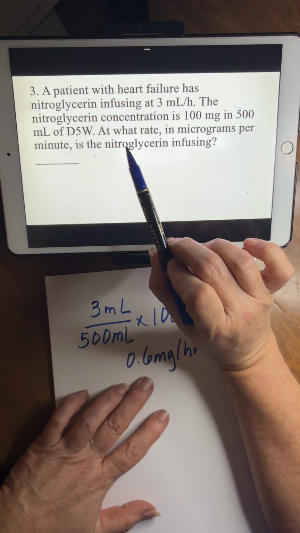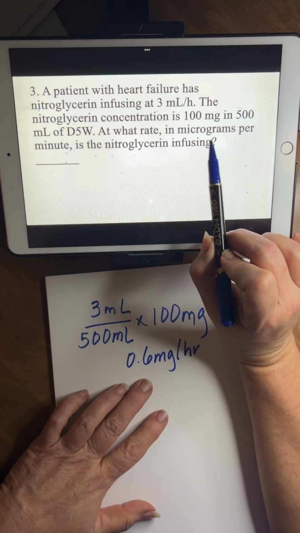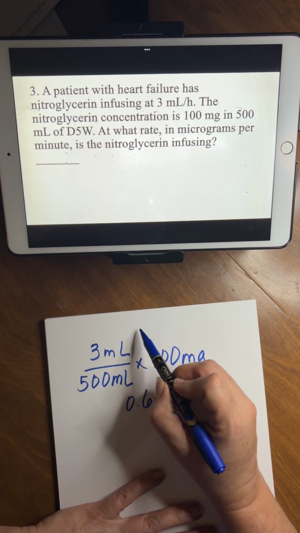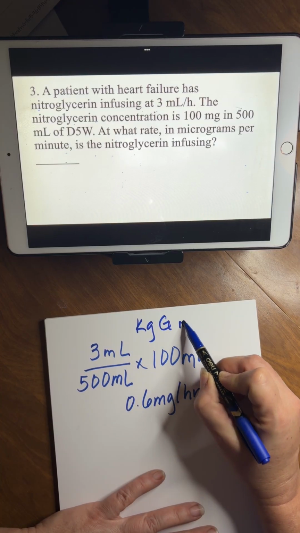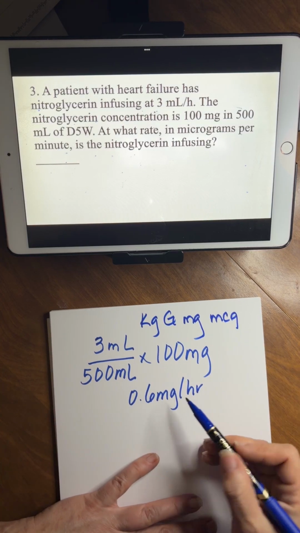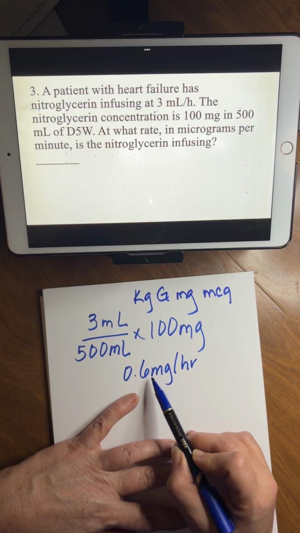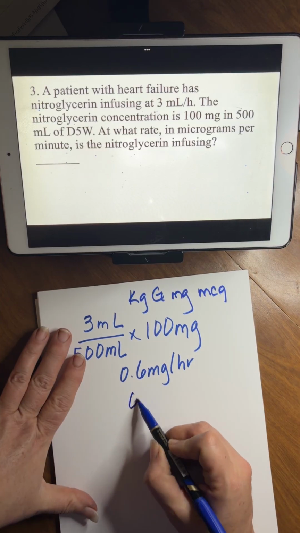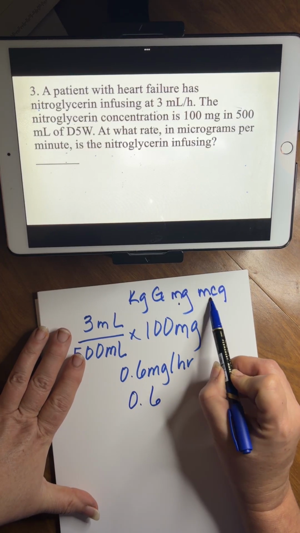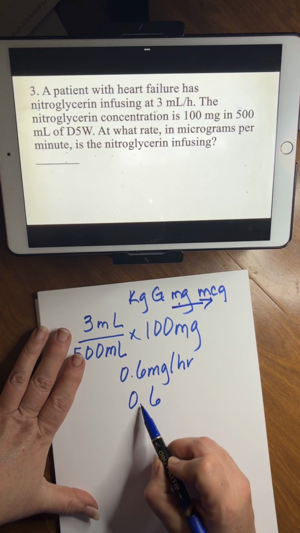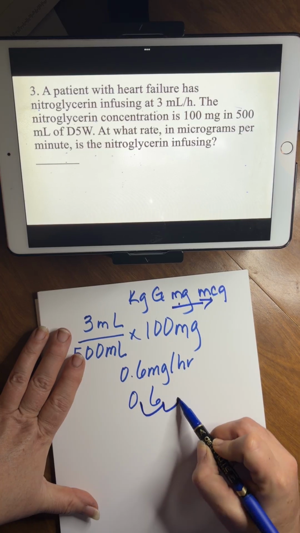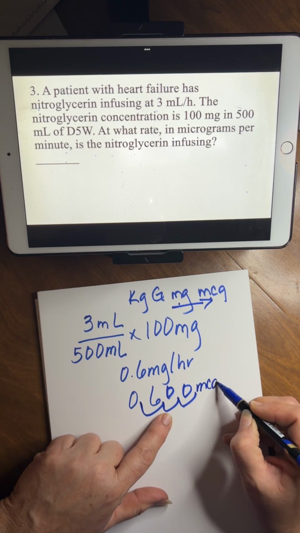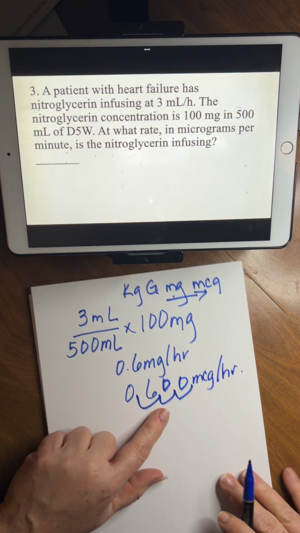All right? And look, of course, Ethel wants micrograms per minute. So just follow me. We got kilograms, grams, milligrams, and micrograms. I'm going to convert this 0.6 milligrams to micrograms because my answer has to be in that. I'm moving my decimal to the right, 1, 2, 3. So he's getting 600 micrograms per hour. You see that?